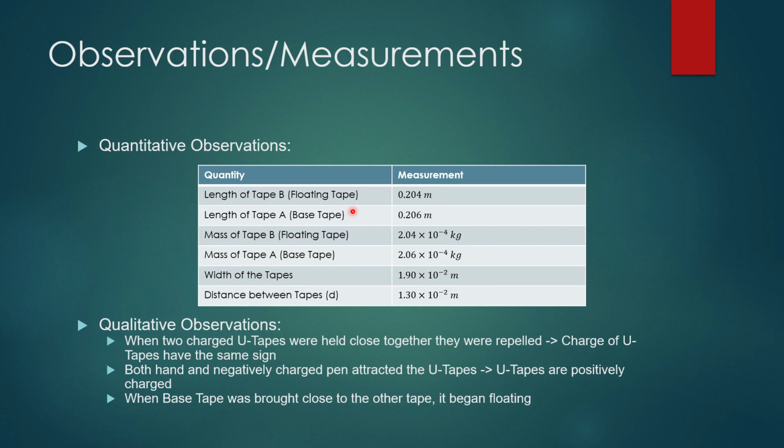Additionally, a final note is that it is important not to touch the U-tapes with your hand, as this will cause the U-tapes to discharge onto your hand and your body, which is a conductor, which will cause experimental error.